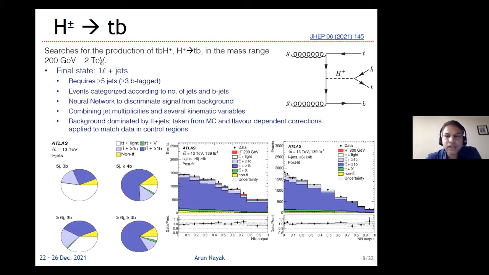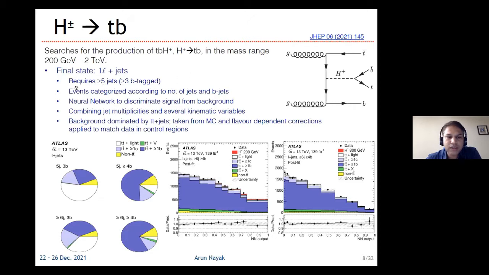The final state that is considered is one lepton plus jets. As you see, the charged Higgs decays to a top and a bottom, and you have two top quarks and two bottom quarks, and the top quark decays. So at the end, you expect a large number of jets and a large number of b jets. So they require at least 5 jets and at least 3 of them are b-tagged. Then the events are categorized according to the number of jets and b jets.